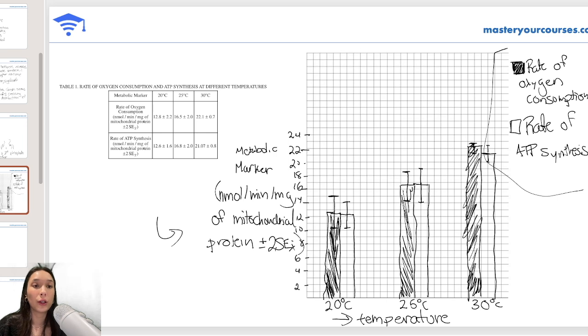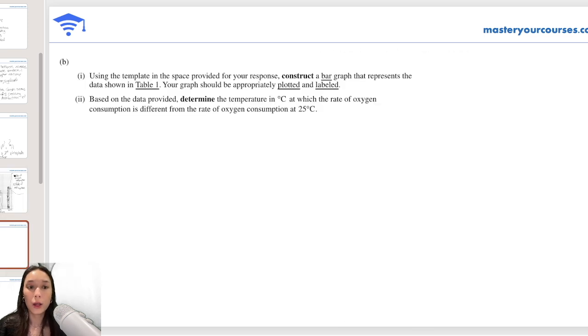They already told you that you're looking at 25 degrees Celsius and at rate of oxygen consumption. So this is really just your ability to point it out on the table, which is this one right here. So rate of oxygen consumption at 25 degrees. They're asking you which rate of oxygen consumption is different.